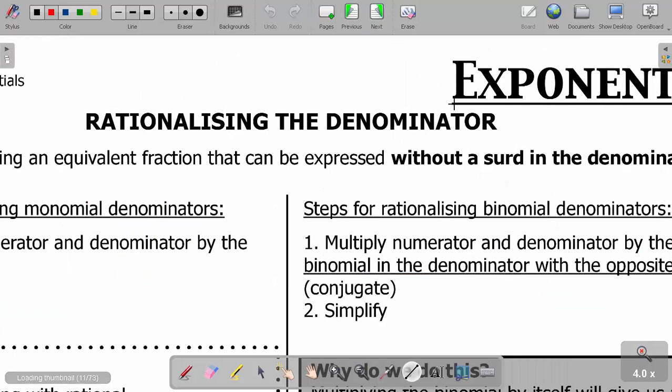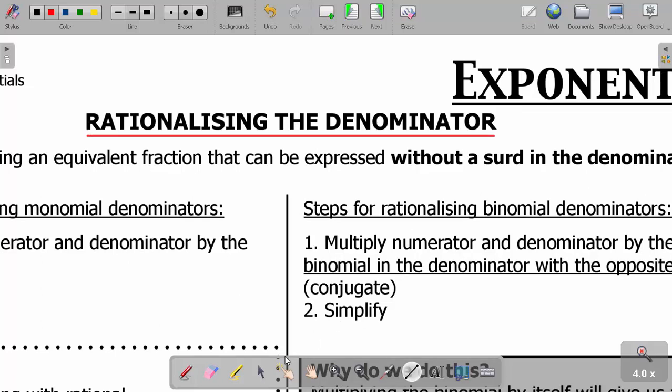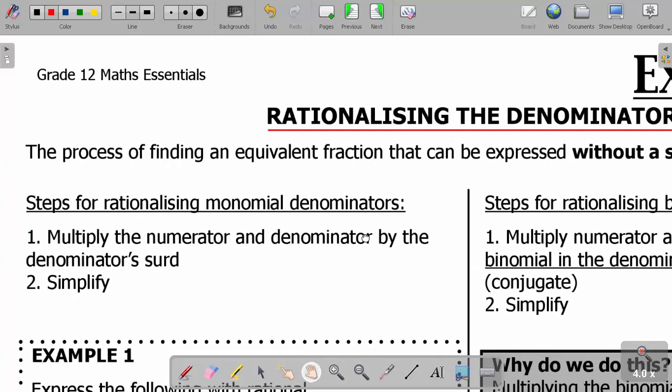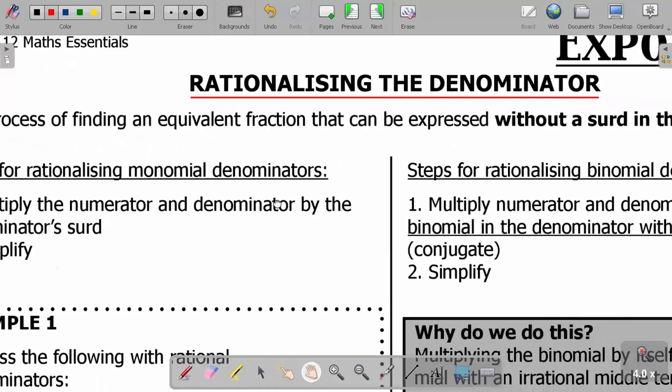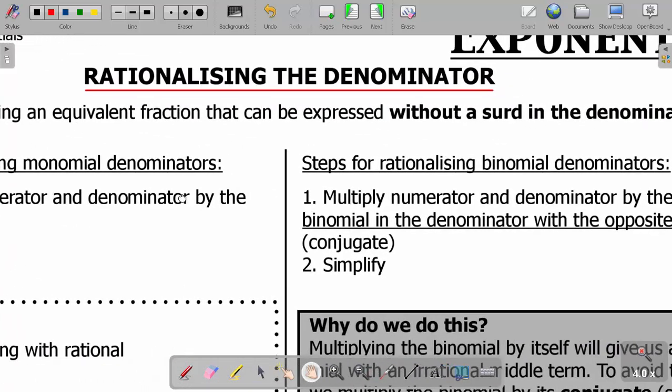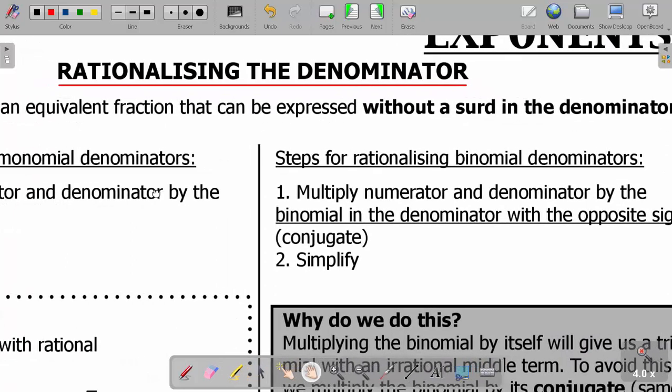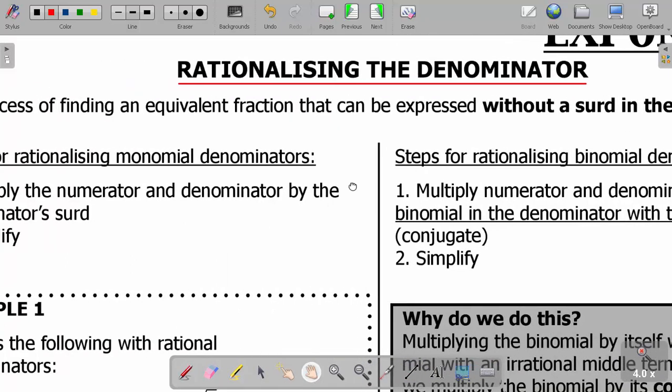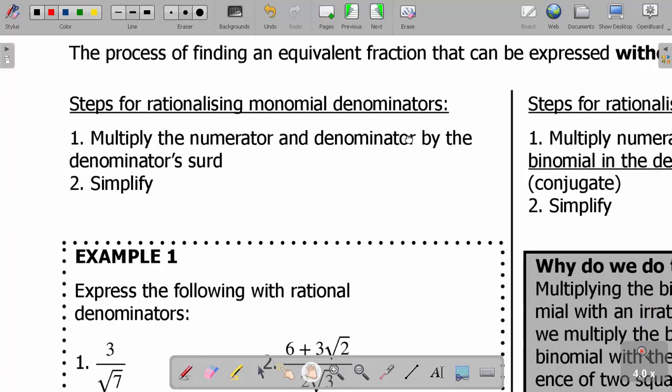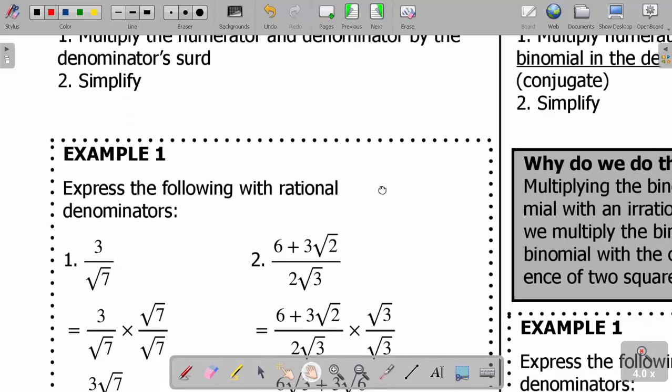Next, now exponents, let us look at what we call rationalizing the denominator. Now in this case, what is it to rationalize the denominator? The process of finding an equivalent fraction that can be expressed without a surd in the denominator is called rationalizing the denominator. Now we have got the steps for rationalizing monomial denominators. What do you do in that case? You multiply the numerator and denominator by the denominator's surd, and then simplify.